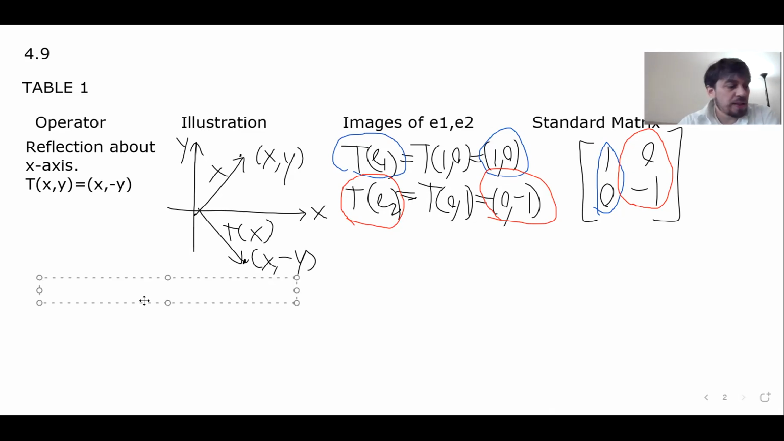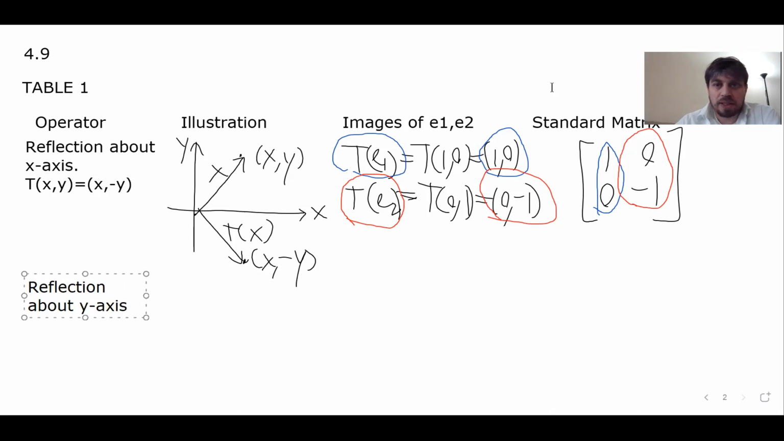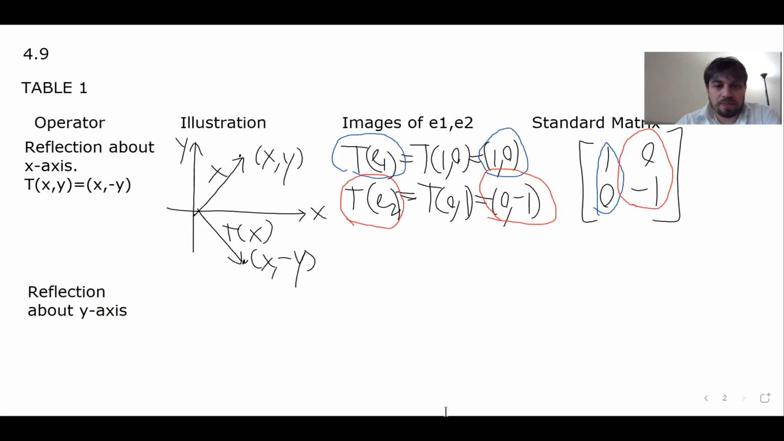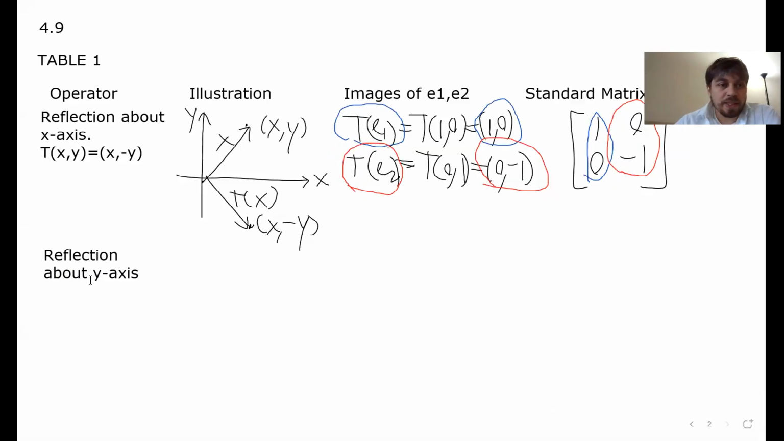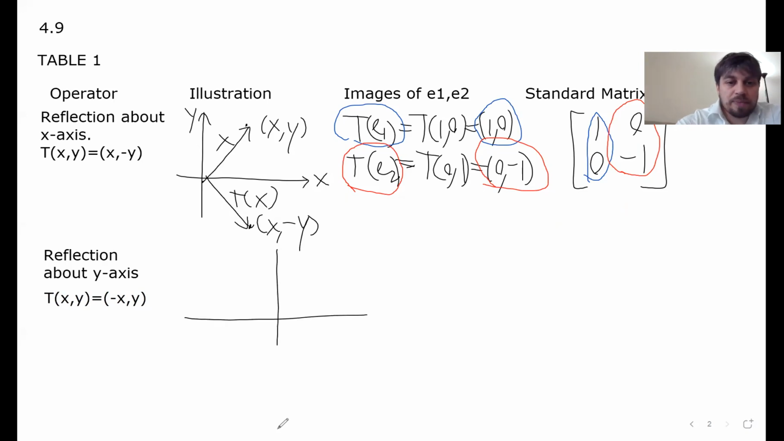The next operator is a reflection about the y-axis. Okay, and so the rule for this, or the function, is T of x comma y, which is equal to negative x comma y. Okay, so it's a reflection about the y-axis. It negates the first component, the x component, and keeps the y component the same.